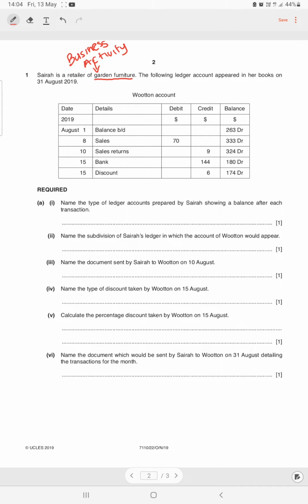Okay, so let's try and figure out what type of account Wooton is. I'm not sure if I'm pronouncing that correctly. There are several ways for you to identify what type of account it is. The important things that you look at, I think the first thing that you need to look at, is to check to see if there is an opening balance.